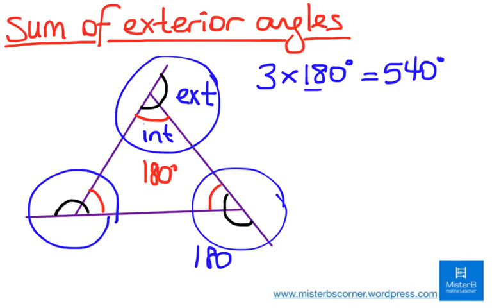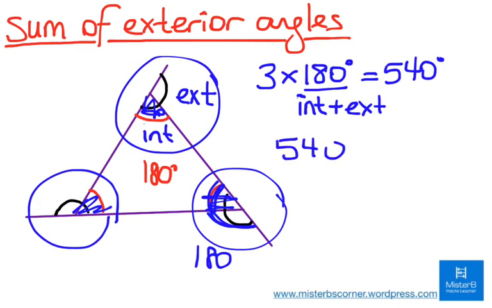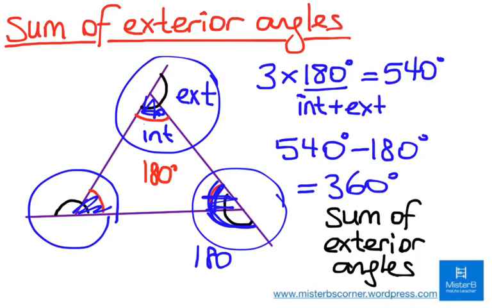Now, here in this 180 we have the sum of one interior and one exterior angle, right? 180 makes one interior and one exterior, so the total of these two is 180. We know that the sum of interior angles here, this one, and this one, is 180. So if I take away that from 540, I will find 360, which is the sum of exterior angles. So we just showed that the sum of exterior angles in a triangle is 360.